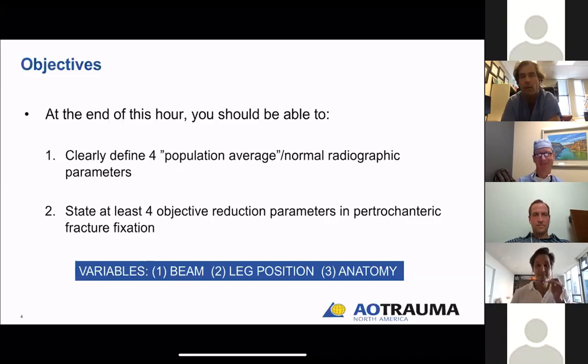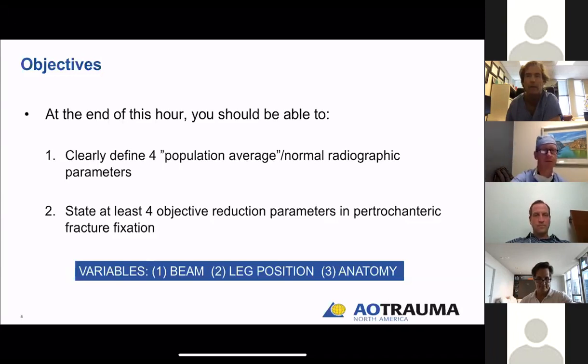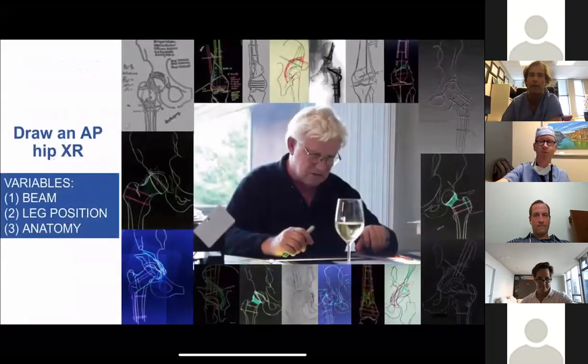So what's complicated about this is there are 3 variables, and it's very hard to control them. There's the variable of the radiographic beam and the position of that beam. There's the variable of leg position or fragment position when we speak of pertrochanteric fractures. And then there's the variable of patient anatomy in general. And so we're going to cover these a little bit. Our assumption right now, though, for these objectives is that we are standardizing the beam and the leg position, and this patient has normal anatomy as we go over defining normal or population average radiographic parameters.